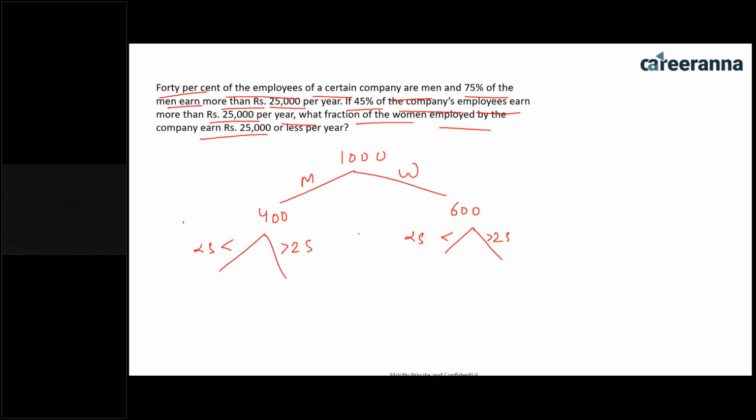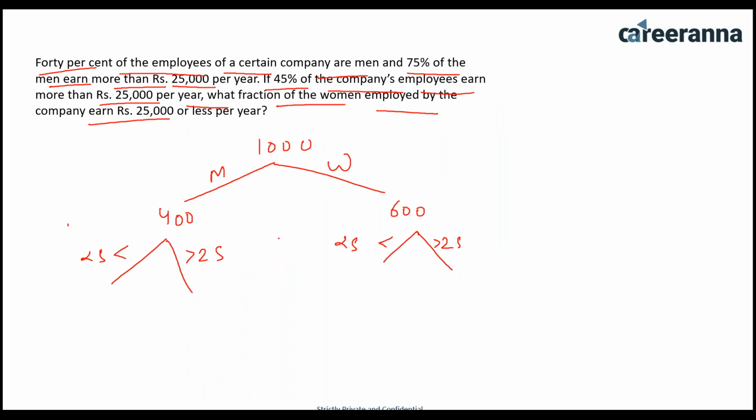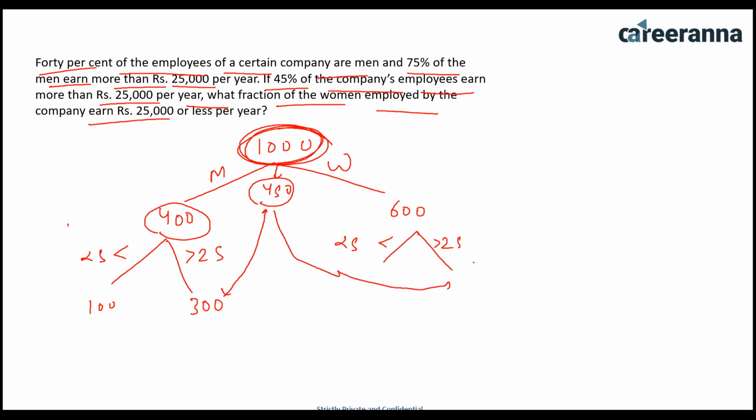Now, as per the question, 75% of the men earn more than 25,000. So 75% of this number is 300. So this becomes 100. Automatically, this becomes 100, right? Now, as per the question, 45% of the company's employees earn more than 25,000. 45% of this number you have to find out, which is 450. And I can see that 300 of them are men. So the remaining part would be women, which is 150, isn't it? Yes.